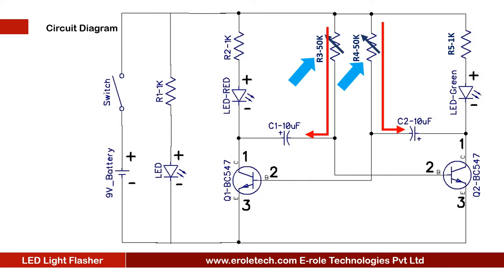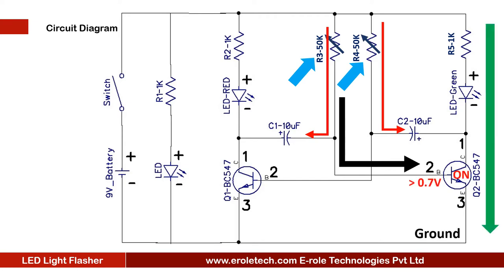Let us assume that after switching on the circuit, transistor Q2 will turn on first. When Q2 will turn on, it will connect the negative terminal of green LED with the ground, so green LED will turn on. At the same time, one end of capacitor C2 will connect with the ground. Another end is already connected with the positive supply, so capacitor C2 will start charging.